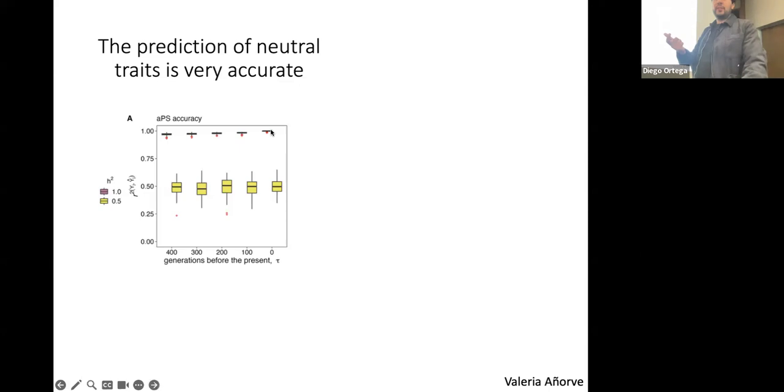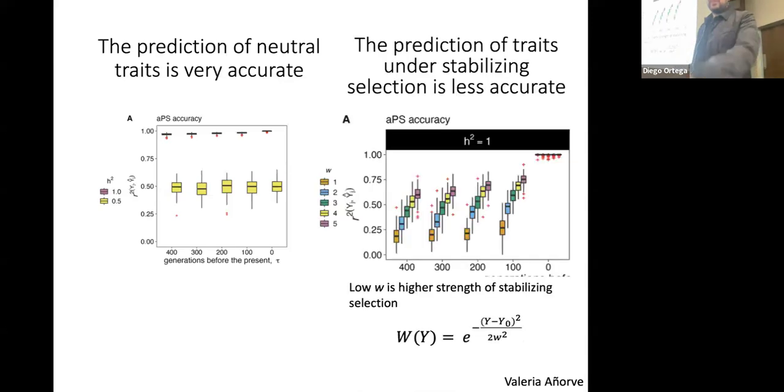And what I see is that when the heritability is equal to 1, we can predict the trait very well under neutrality. And when the heritability is equal to 0.5, which means only 50% of the variation is explained by genetic factors, the R-square value between the predicted phenotype and the real phenotype is close to 50%, which is what we would expect under neutrality.